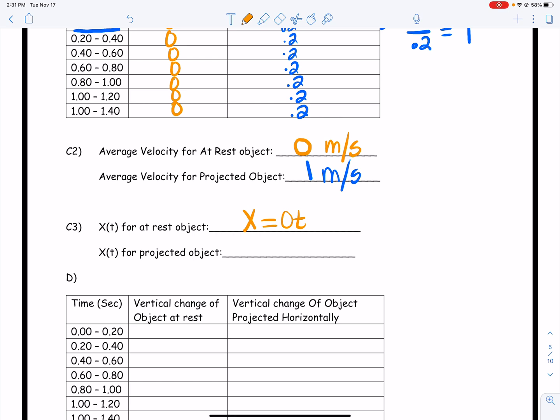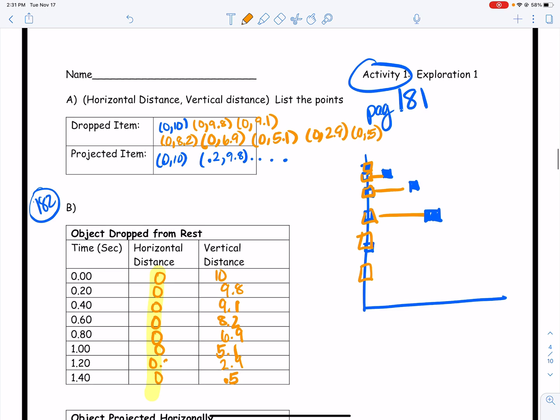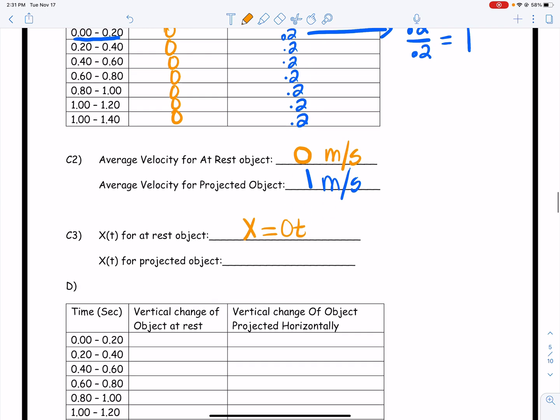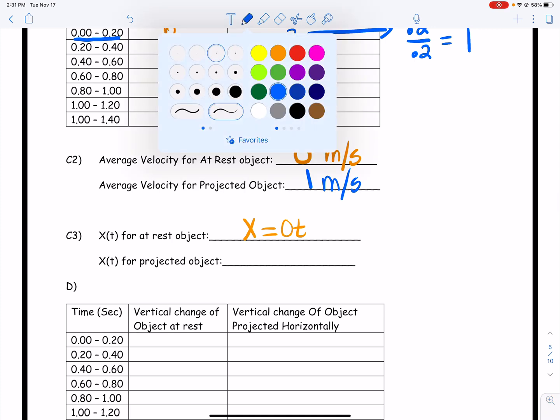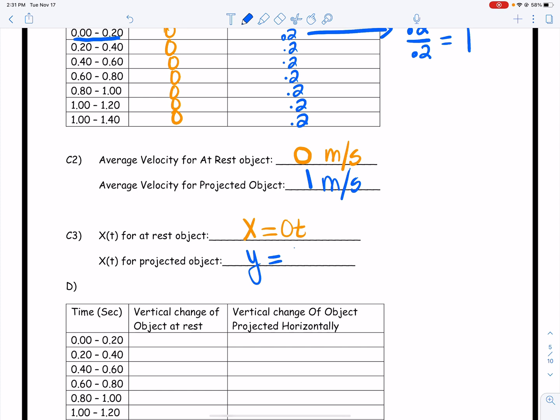Okay, you're starting on the axis. If I go way back up here to the graph, isn't my x for both of these starting at 0? So if you wanted to put 0 plus 0t, you totally could. But I'm starting on the axis. So this one is just going to be y equals 1t because I'm moving at 1 meter for every second.